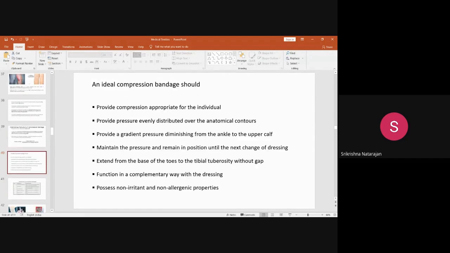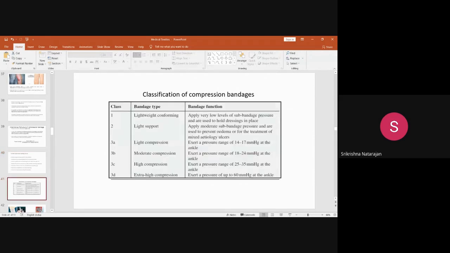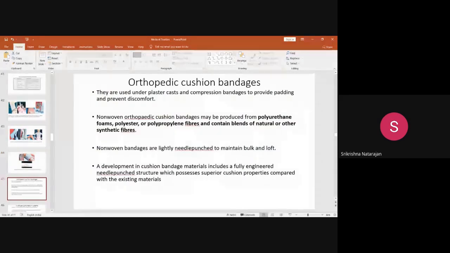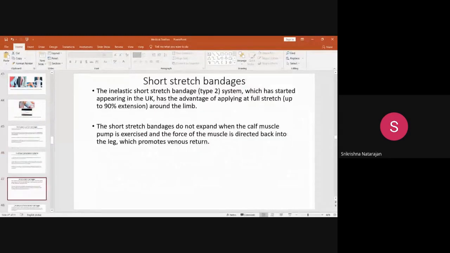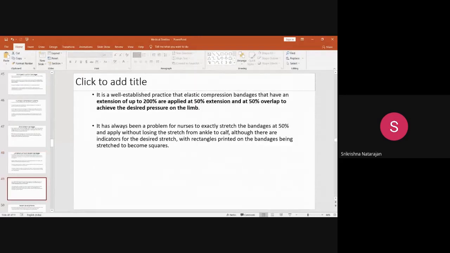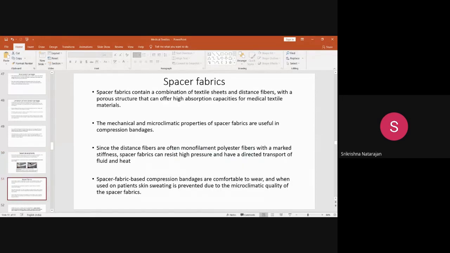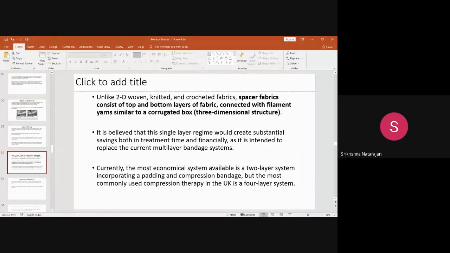And we have seen what characteristics are required for the ideal compression bandage. Then the classifications we have seen. Then the orthopedic cushion bandages and multi-layer compression systems, long and short stretch bandages and their limitations. These we discussed in the last lecture, and the recent developments of 3D knitted spacer fabrics for compression bandages also we have seen, and their properties, and why it is advantageous to use 3D spacer fabrics. That also we have discussed in the last lecture.